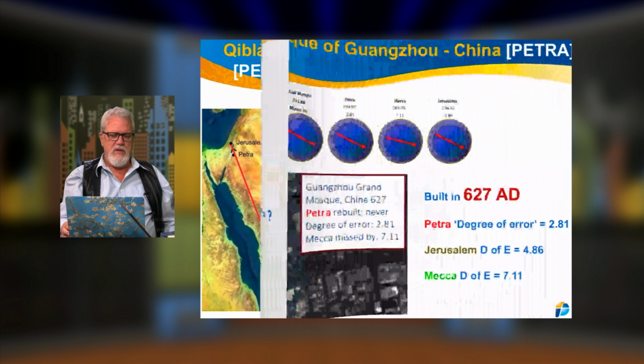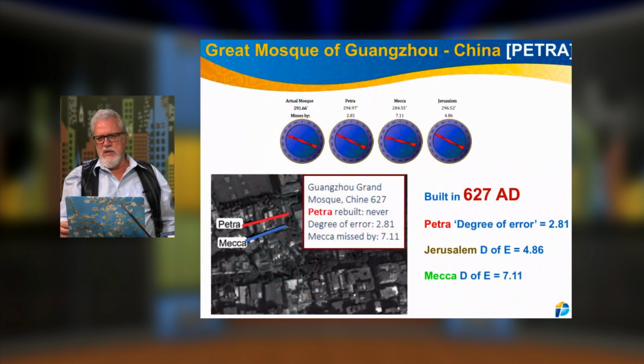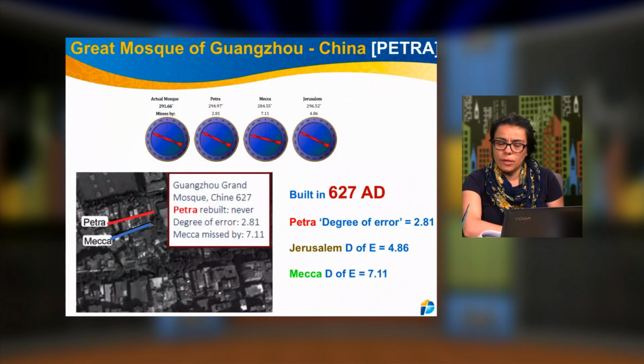Now let's look at the second one that's very important. This is Guangzhou, what is today known as Canton in China. As far away as Canton in China. Go ahead, why don't you unpack that one? The mosque is built in China in 627. According to Islamic tradition, it was Muhammad's uncle who built the mosque during his trade. When you look at the directions of the mosque, we see it does not face towards Mecca. It misses Mecca by 7 degrees.